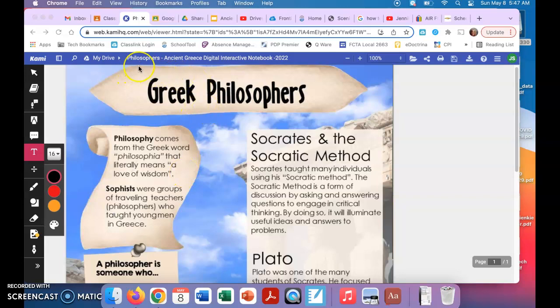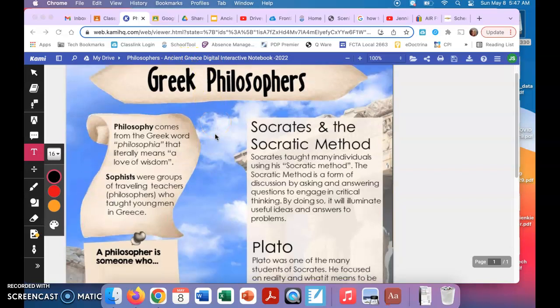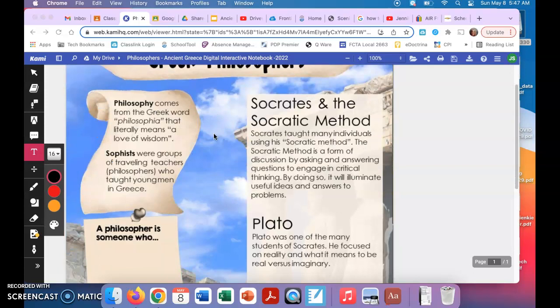This is your Philosophers of Ancient Greece interactive notebook page. Greek philosophers. I'm going to start here on the left-hand side on the scroll. Philosophy comes from the Greek word philosophia that literally means a love of wisdom. Sophists were a group of traveling teachers, philosophers, who taught young men in Greece.